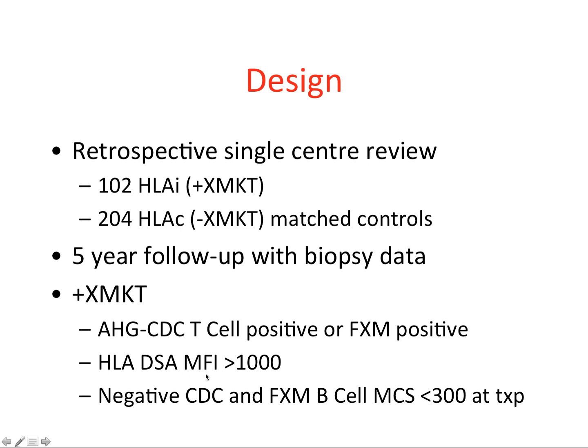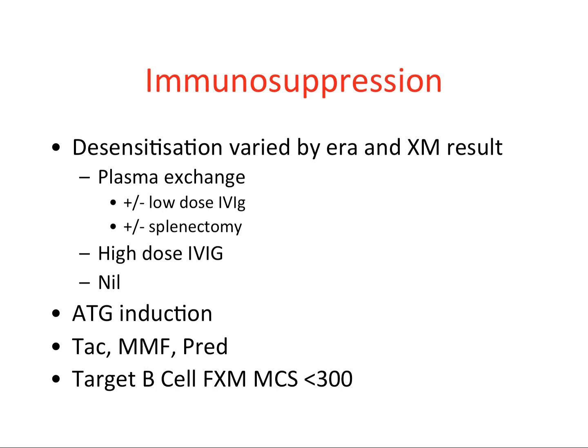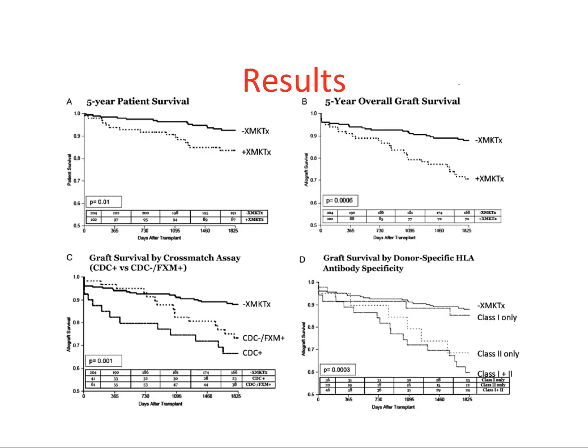And to meet the entry criteria, they had to have a DSA, they had to start with a positive cross-match, and they had to get to a CDC negative and a flow cross-match of channel shift for B cells of less than 300 by the time of transplant. So it's a fairly well defined group. And the desensitization approach varied with era, as I've described for the Mayo Clinic already. So here are the results.